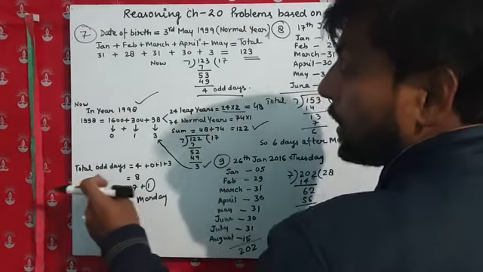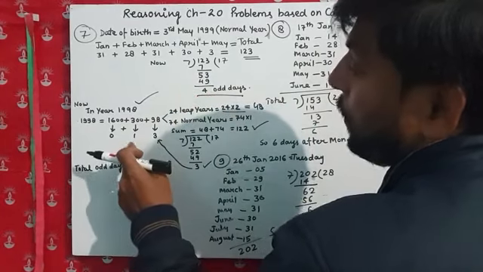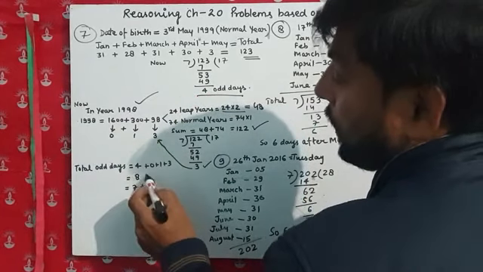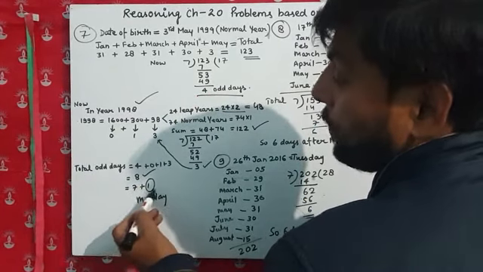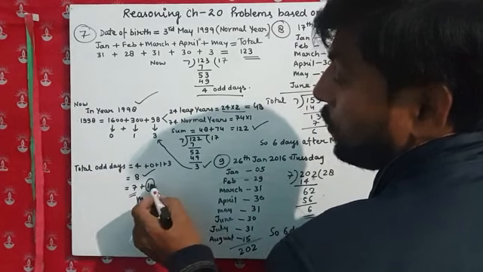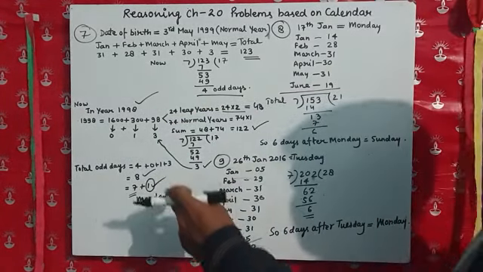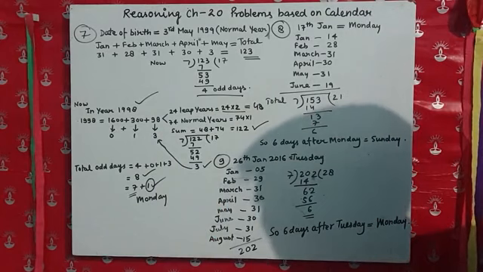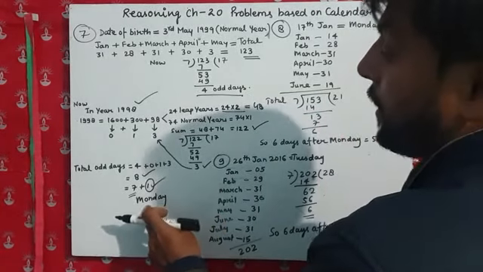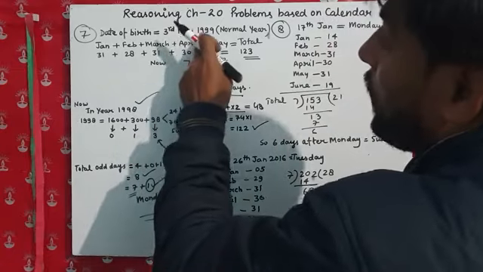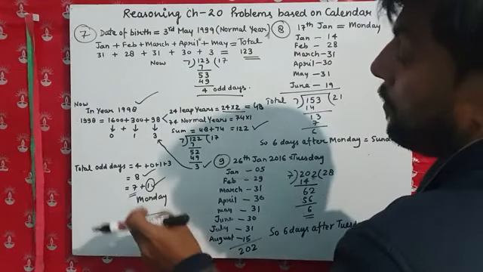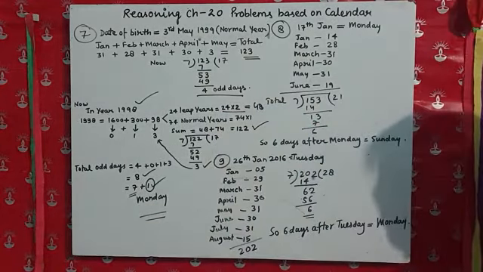So total odd days are 4 from here, plus 1 is 5, plus 3 is 8. Total is 8. It becomes 7 plus 1. 7 is a week, so 1 day is the odd day. I told you what the meaning of 1 is: if we get remainder 1, that means Monday. So 3rd May of 1999 will be a Monday. Now going to question number 8.